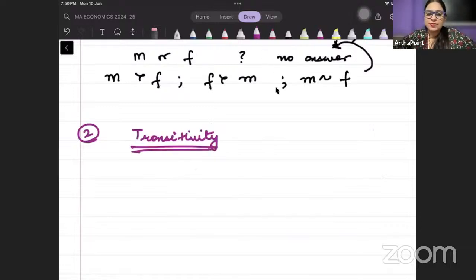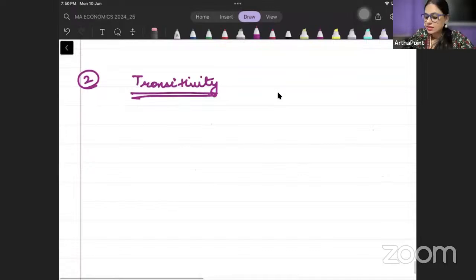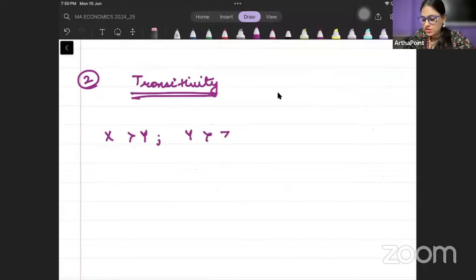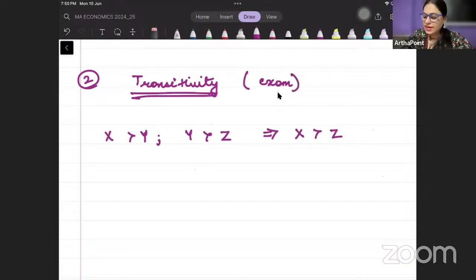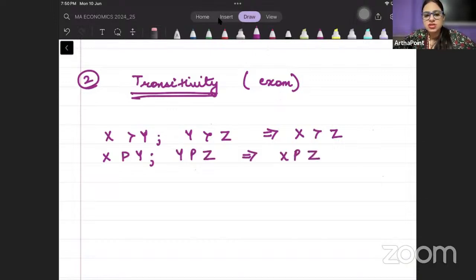Okay. Transitivity. Transitivity says that if I prefer X over Y and Y over Z, then X should be preferred over Z. Very often a question asked in exams. If I write XPY and YPZ, then I should be writing XPZ according to transitivity.